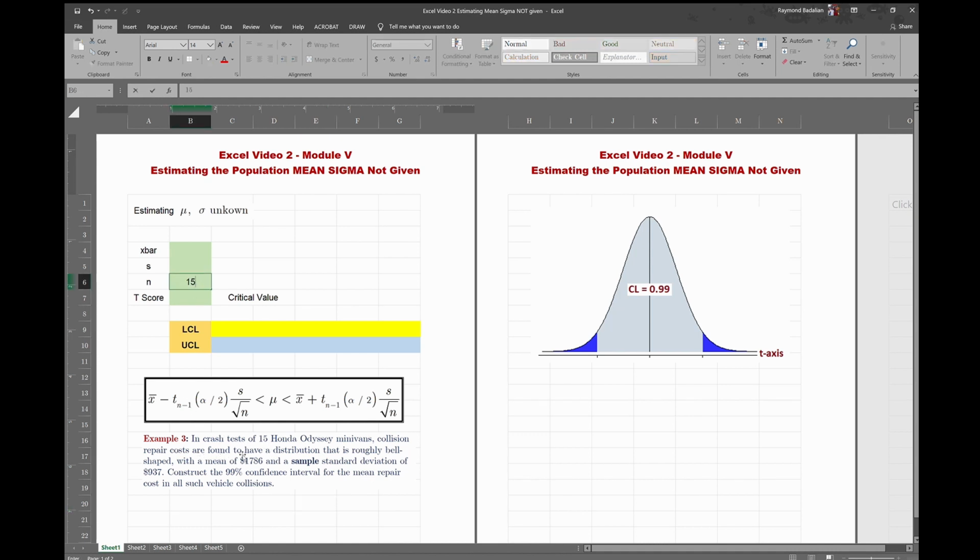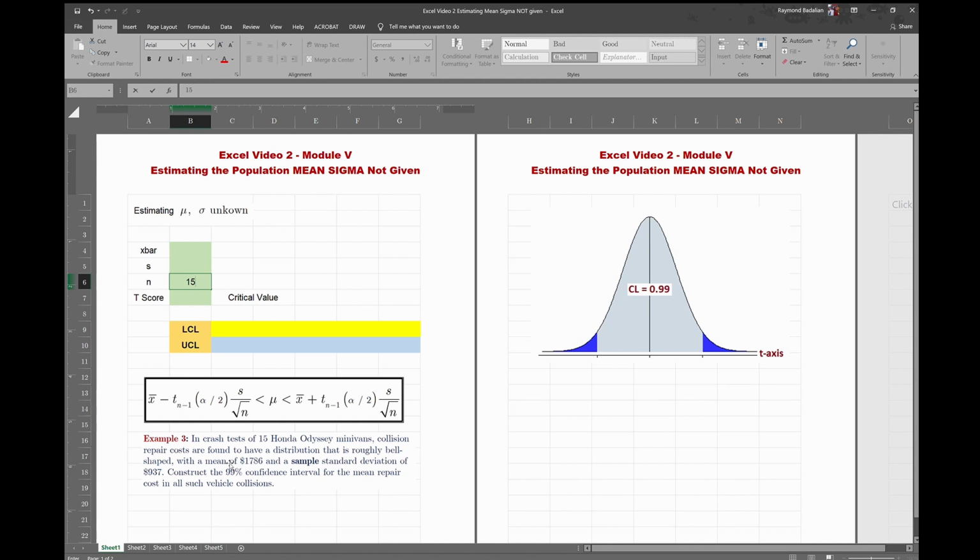It says the distribution is roughly bell-shaped. Well, if it wasn't, you couldn't have done any of this to begin with. A mean of 1,786. I told you in the first video, every time they give you the mean in the problem, it's definitely the sample mean, because it cannot be the population mean. If you think this is mu, then why are you doing this? The whole idea of doing this is you don't have mu and you want to estimate it. So that has to be x bar. Anytime they give you the mean, it's definitely x bar in this chapter.